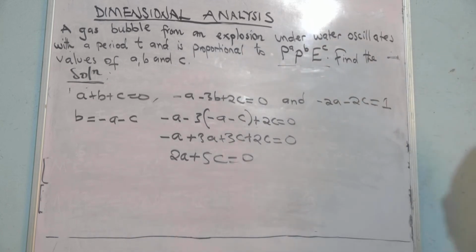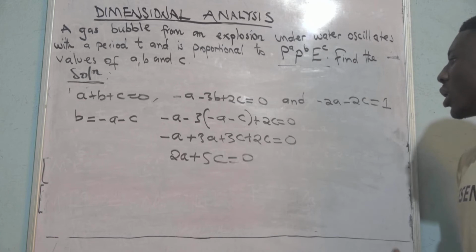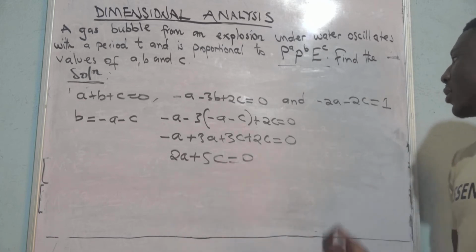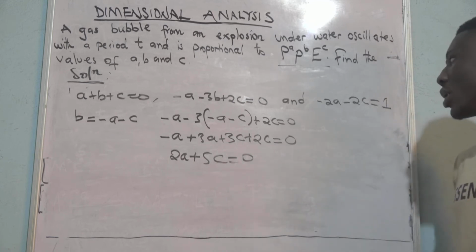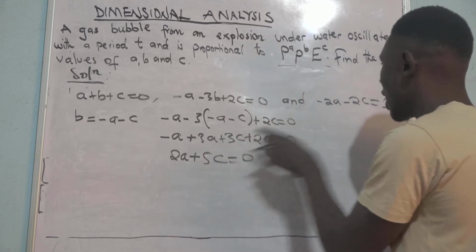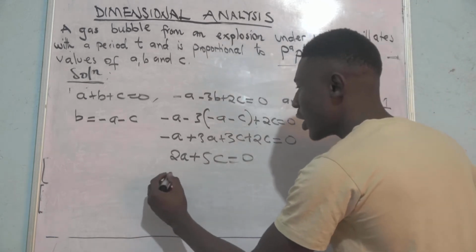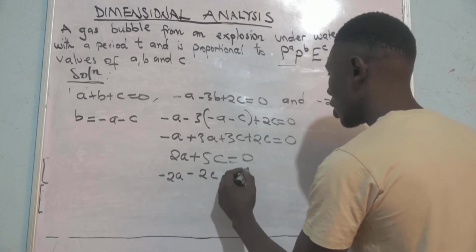Now if you compare the answer that we have for this second equation with what we have for the third equation, the variables that are there are the same. Here we have a and c, here we have a and c. So we're going to solve these two equations simultaneously. So I'm going to get this one and this one, combine them to solve them simultaneously. So we have negative 2a minus 2c, which is equal to 1.